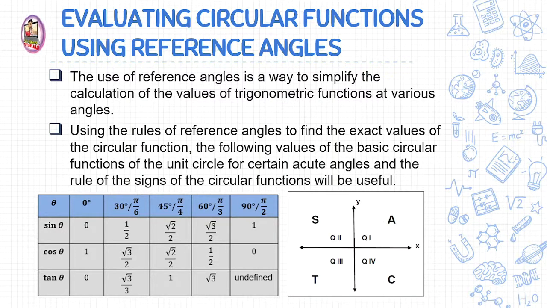And for this rule of signs, in quadrant 1, all are positive. In quadrant 2, only sine and its reciprocal, cosecant, are positive. In quadrant 3, only tangent and cotangent are positive. And in quadrant 4, only cosine and secant are positive.